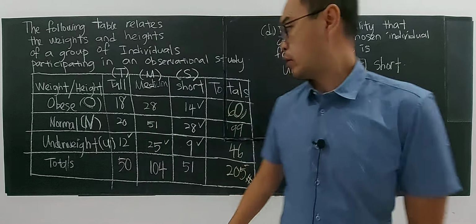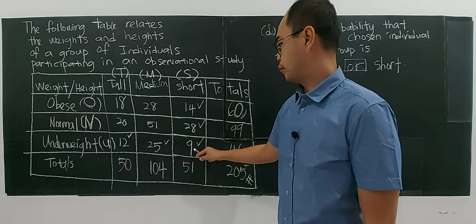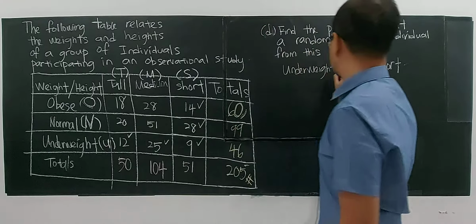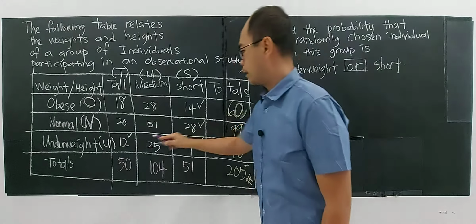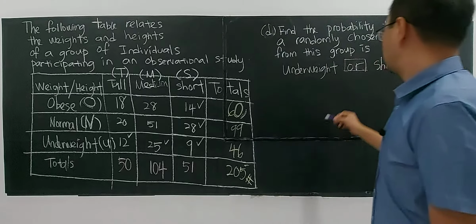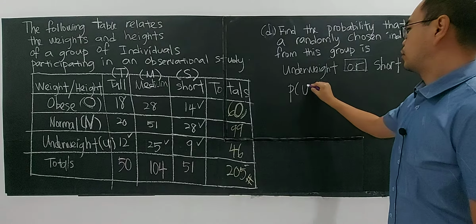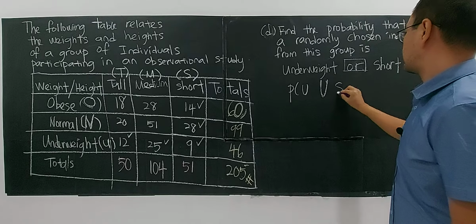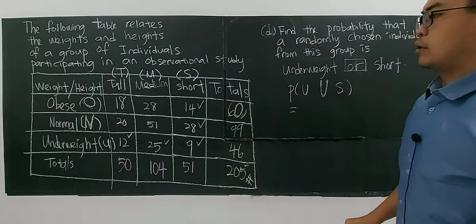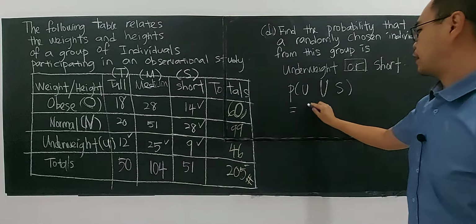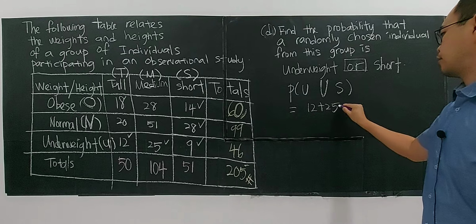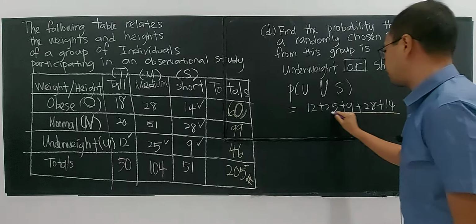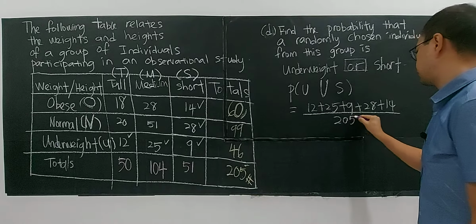So underweight or short means either they are underweight or they are short, even though they are not underweight but they are short. This is the meaning of or. So we add up all of this. It's the probability of underweight union short. We add 12 plus 25 plus 9 plus 28 plus 14, divided by 205.